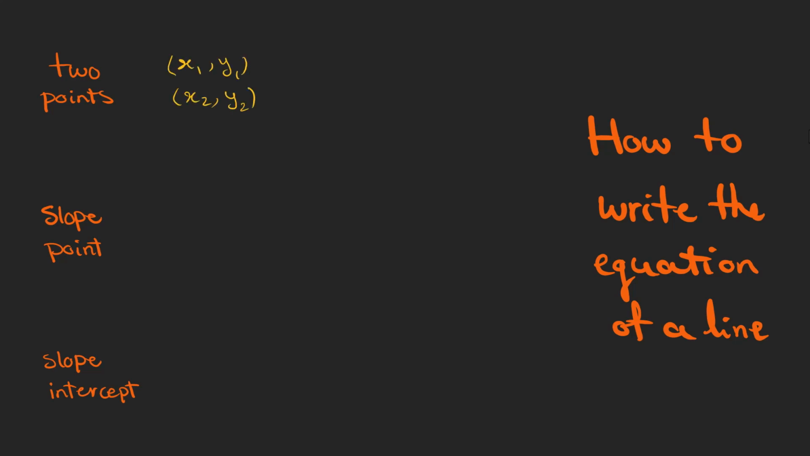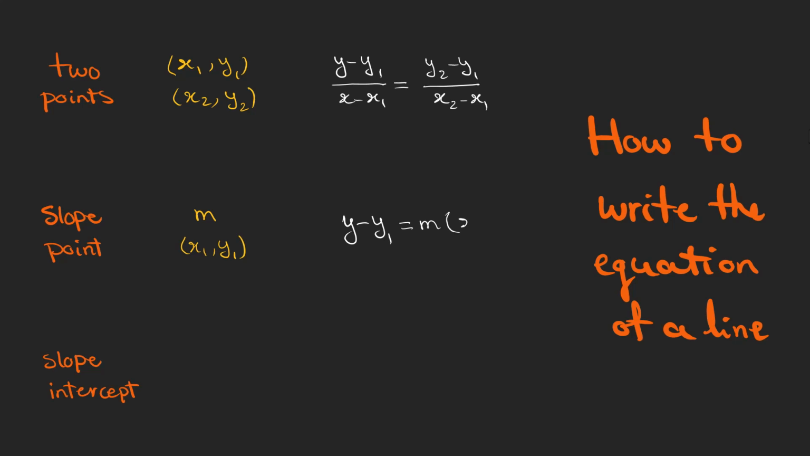So if we have these 2 points, x1 and y1, x2 and y2, we can use this formula to write the equation of the line. If we have the slope m and another point x1 and y1, we can write the equation like this. And finally, if we have the intercept and the slope of the line, we can write it using this equation.